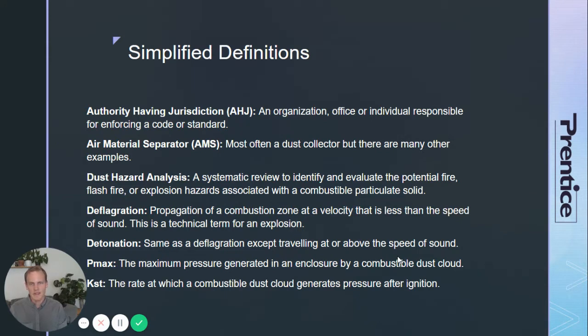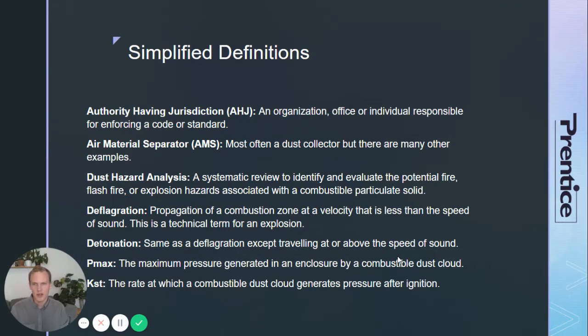There are a lot of definitions that pertain to this field, but some of the most important would be the AHJ. That's the organization or organizations that approve processes based on relevant codes and standards. An air material separator, most often a dust collector, is a device that separates air and solid dust. Dust hazard analysis is a systematic review used to identify and evaluate the potential fire, flash fire, or explosion hazards associated with a combustible solid.